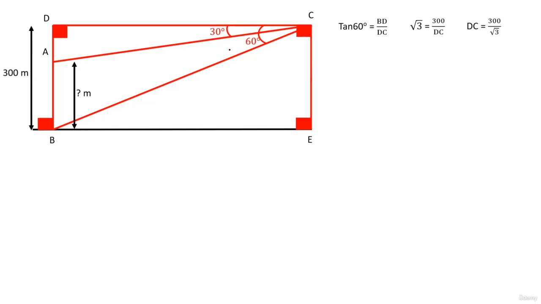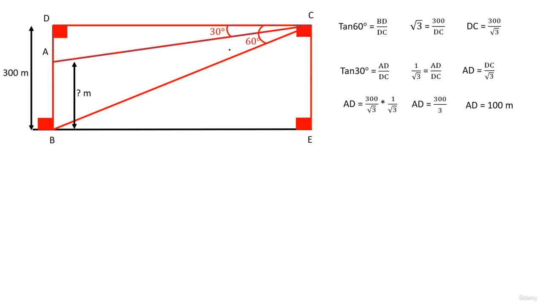Now once we find the value of DC, guys, we consider one more triangle, that is triangle ADC. In this we are given an angle of 30 degrees, and in this again we'll apply tan 30. So tan 30 will be AD divided by DC. Tan 30 is 1 by root 3, and the DC we found as 300 by root 3, isn't it? So AD is nothing but DC divided by root 3. Substituting DC as 300 by root 3, AD will be 300 by root 3 into 1 by root 3. Root 3 into root 3 will give you 3. So AD is equal to 100.